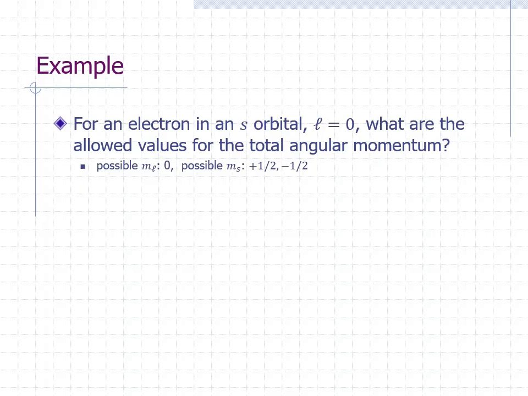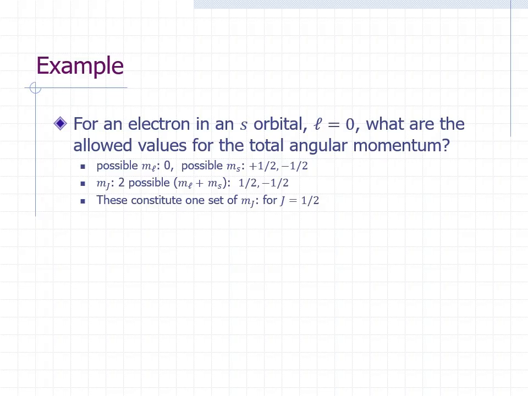At the same time, the spin quantum number M sub S can take on two values, plus 1/2 and minus 1/2. To find the allowed values of M sub J, we add M sub L and M sub S. Since M sub L is 0, the possible values of M sub J are simply plus 1/2 and minus 1/2. These two values form a single complete set, which corresponds to J equal to 1/2. So in this case, there's only one allowed value for the total angular momentum, J equals 1/2.